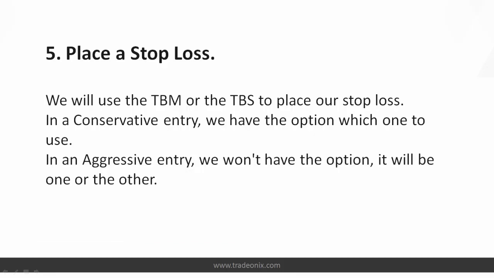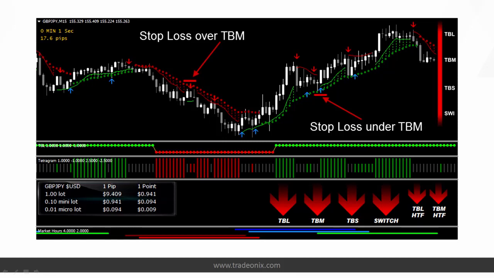Number 5, place a stop loss. We will use the TBM or the TBS to place our stop loss. In a conservative entry, we have the option of which one to use. We can use either the TBS or the TBM. In an aggressive entry, we will not have this option. It will be one or the other. It will be either the TBM or the TBS that we will have to use to place our initial stop loss. In both instances, we are using the TBM.